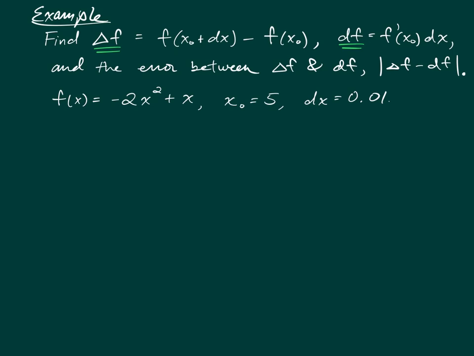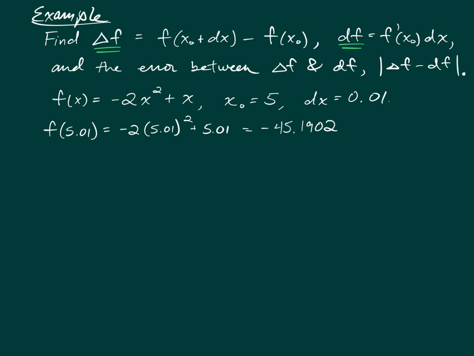So the first thing we need is we need to figure out what f of 5.01 is. So let's figure that out. F of 5.01 is negative 2 times 5.01 squared plus 5.01. And when you crunch all that out, you'll end up with negative 45.1902.